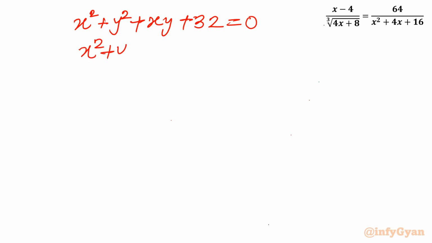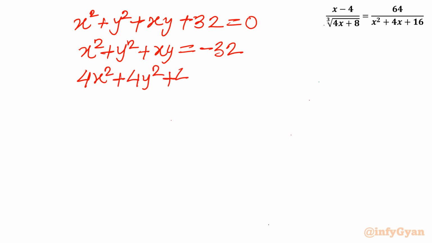I will write here x square plus y square plus xy plus 32 equal to 0. Let us consider 32 to the other side. x square plus y square plus xy equal to minus 32. Multiply this equation with 4. 4x square plus 4y square plus 4xy equal to minus 32 times 4, so minus 128.